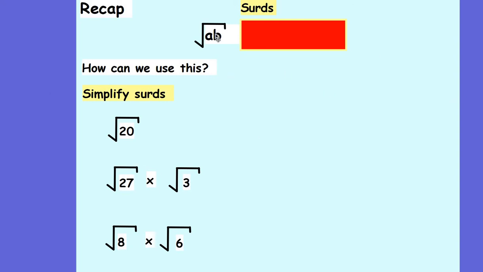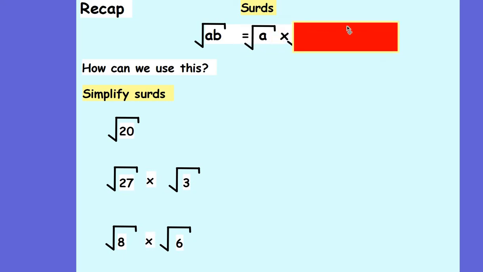So we had a rule. We said that the square root of AB, or the square root of a number A times a number B, is the same as the square root of that number A times the square root of B. So we can split up numbers underneath surds in this way.